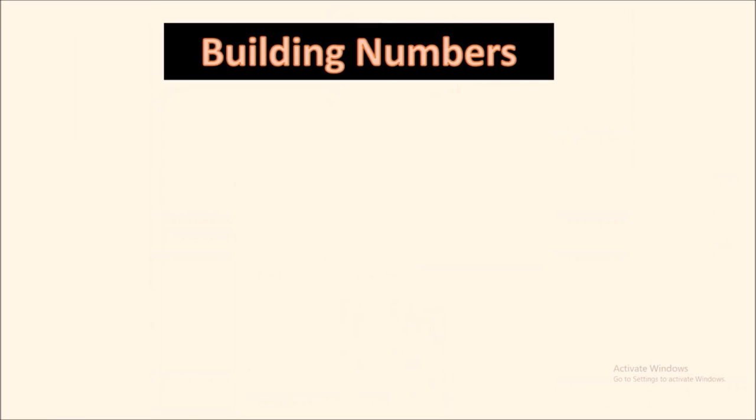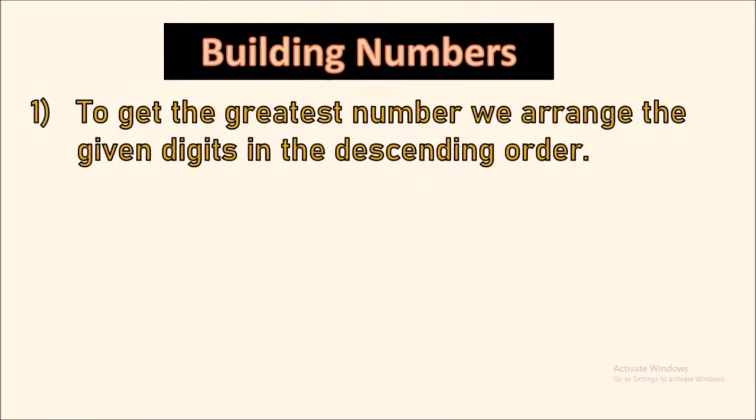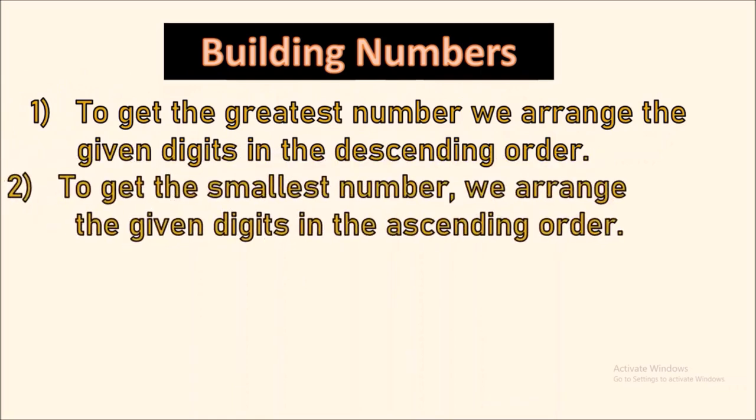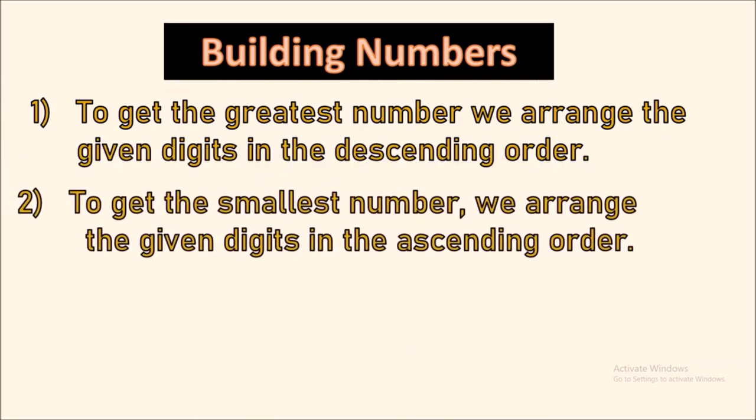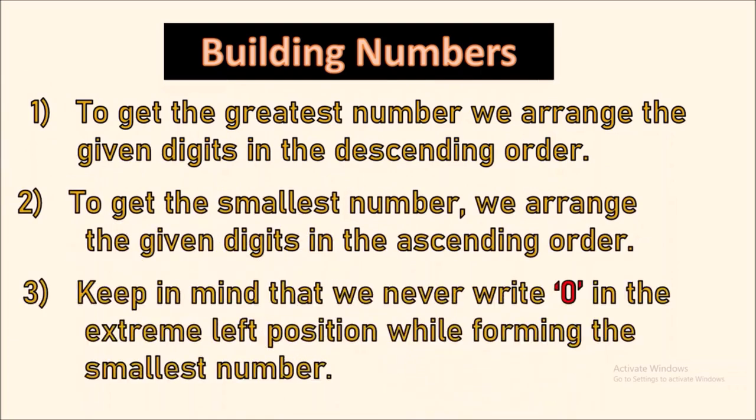Let's go for the next topic now, that is building numbers. We already know how to build numbers. We are just going to build bigger numbers here. The first thing we need to recall is, to get the greatest number, we arrange the digits in the descending order, and to get the smallest number, we arrange the given digits in the ascending order. And one thing we need to keep in mind is that we never write 0 in the extreme left position while forming the smallest number.